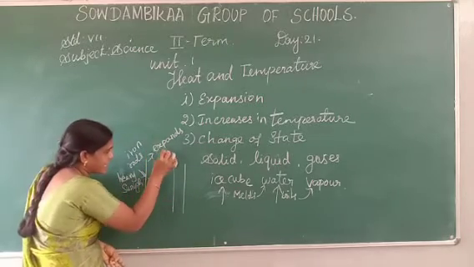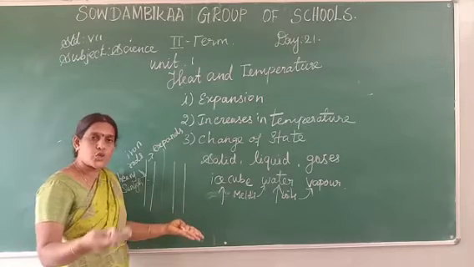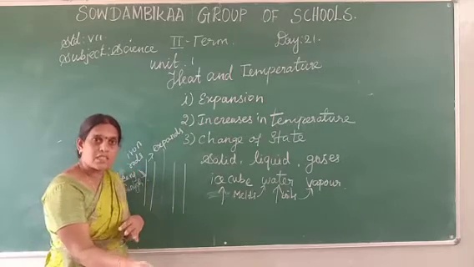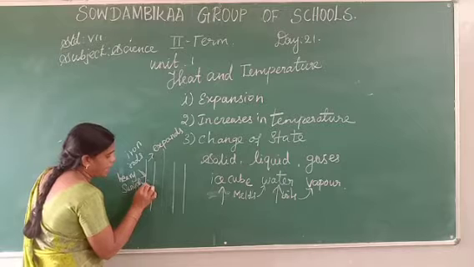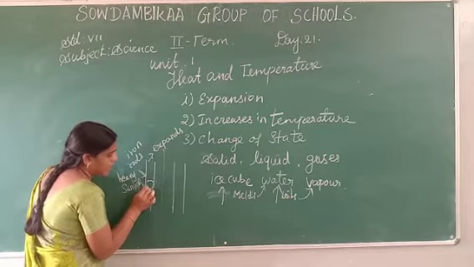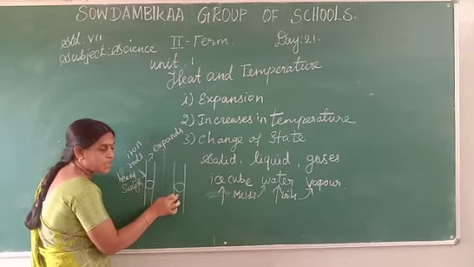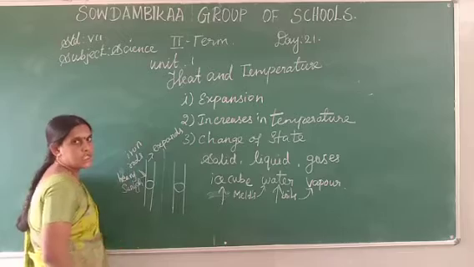If the train is passing in this way while the track is expanded, just think what happens. Yes, the train will be upset. That is the reason the railway track has some gaps. Why are the gaps made there? So that air can pass through to avoid the expansion.